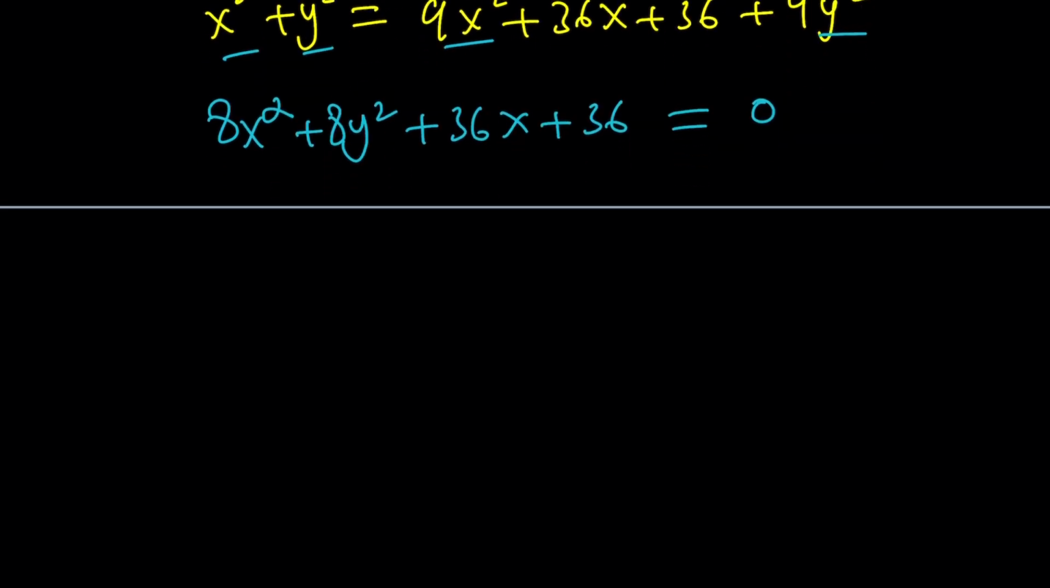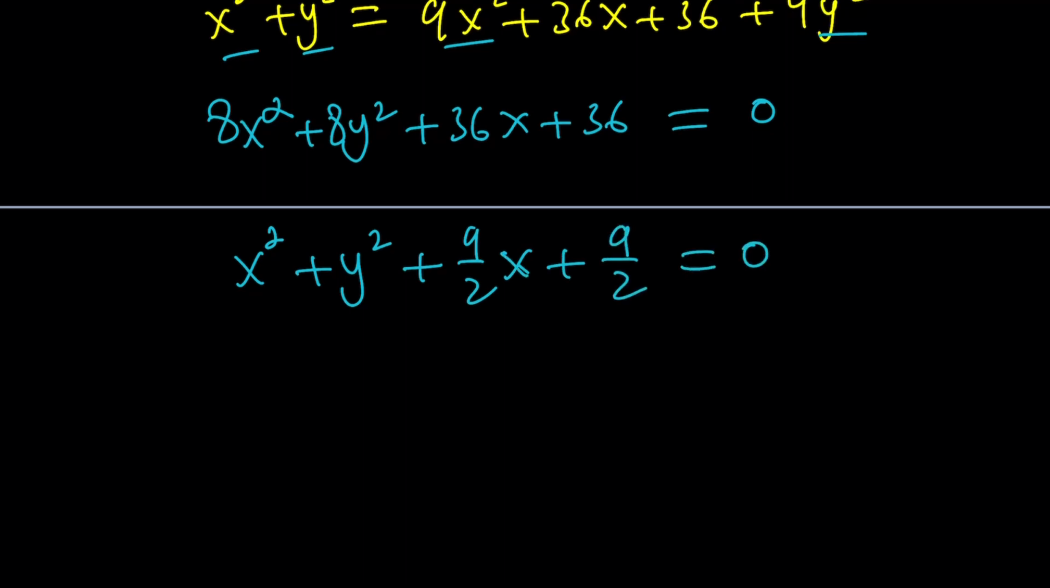I want to go ahead and first divide both sides by 8 so that I can make the coefficients of x squared and y squared 1. And then we're going to get 36 divided by 8, which is 9 halves, right? And this will be 9 halves again. Awesome. And this will be 0. Great. Now what can I do with this? Complete the square and get the sum of two perfect squares.